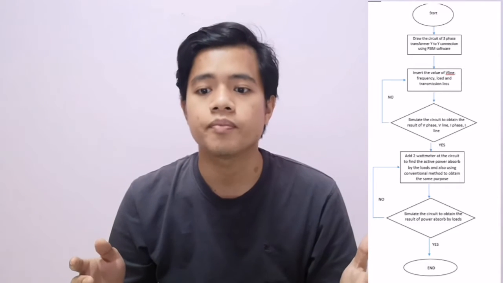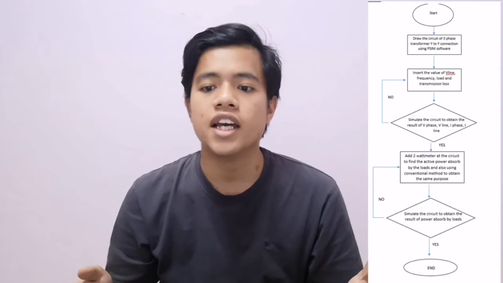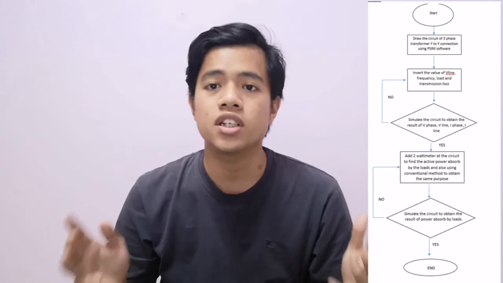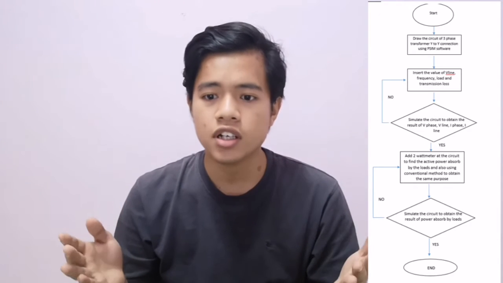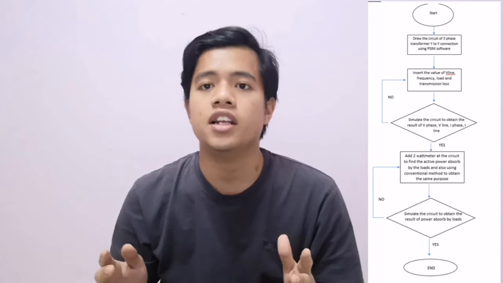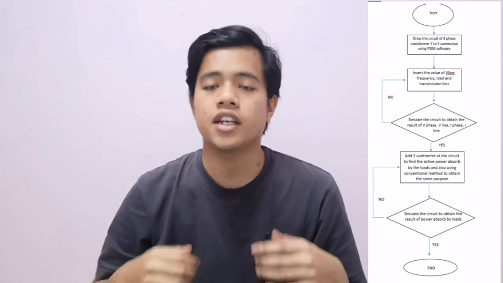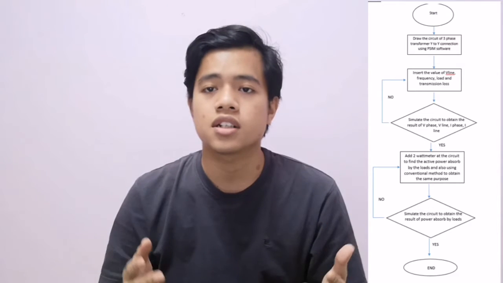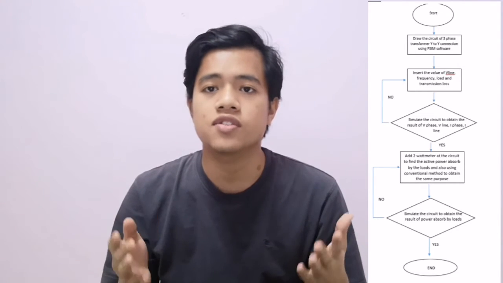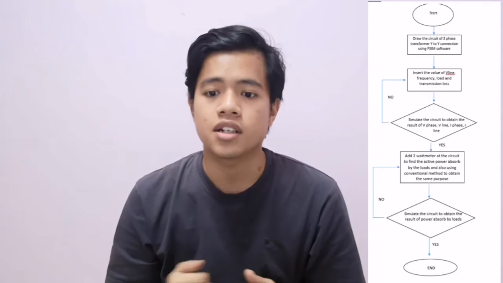Simulate the circuit to obtain the results of V phase, V line, I phase, and I line. So if we did not get the results for V phase, V line, I phase, and I line, we repeat the process. And if we got the results for V phase, V line, I phase, and I line, we go to the other statement.